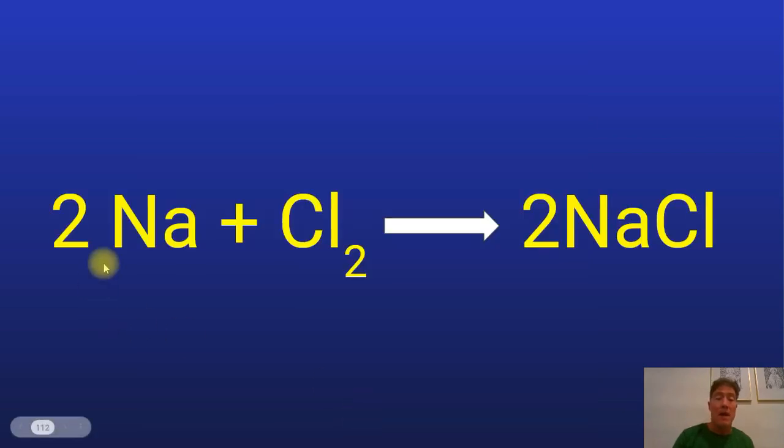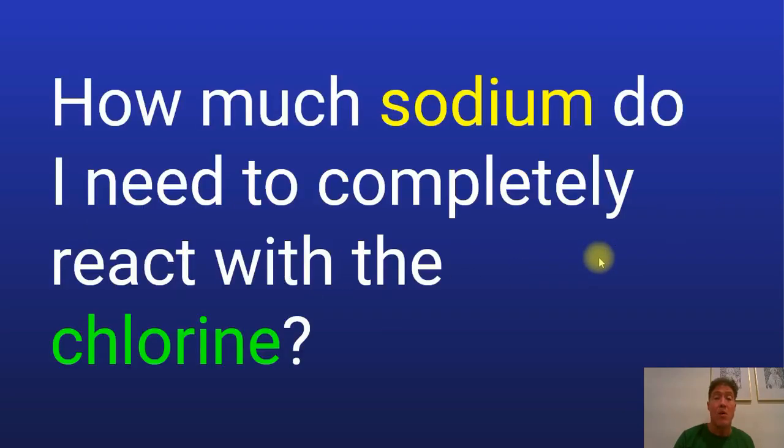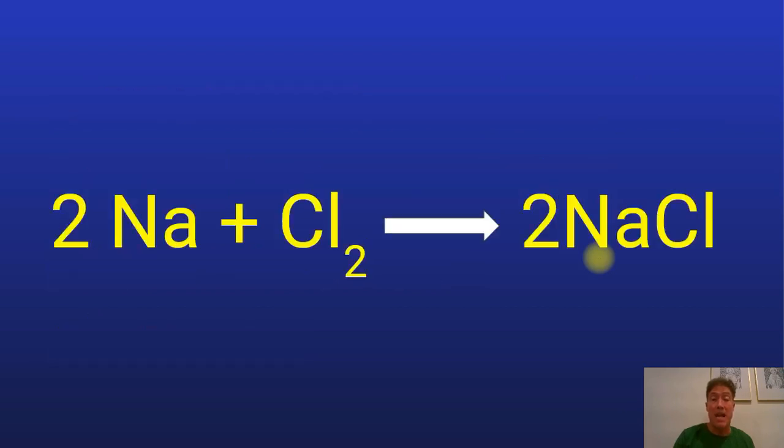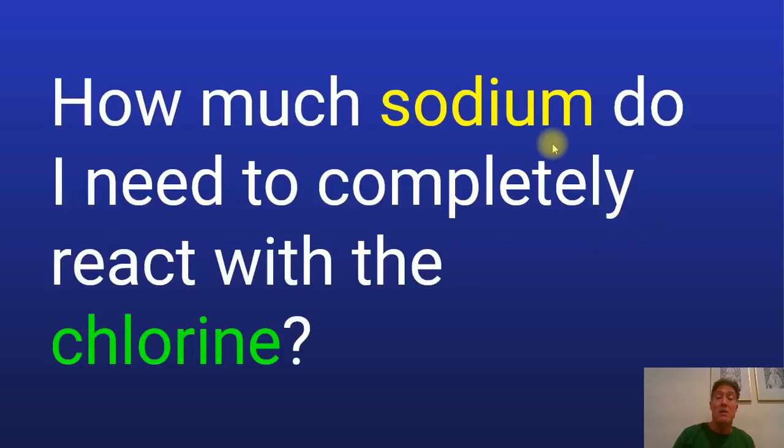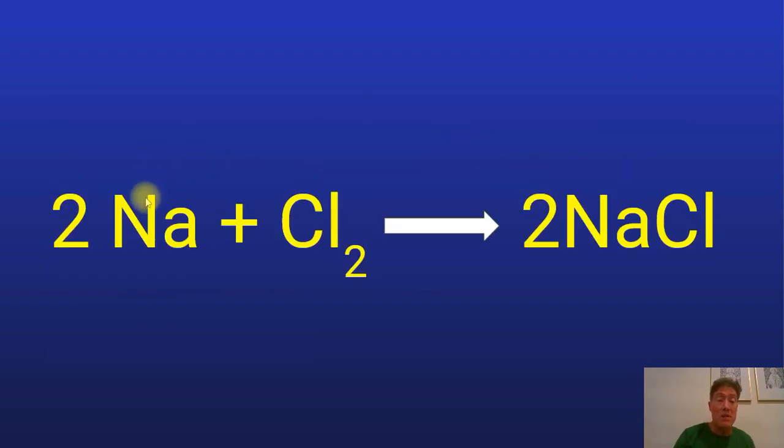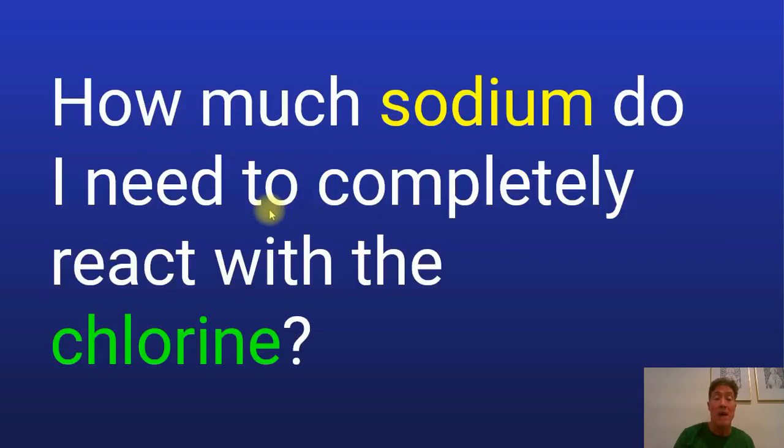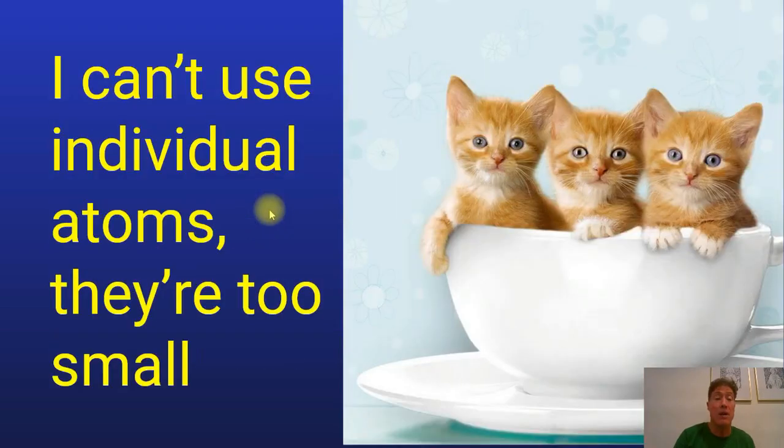But can I get just 2 atoms of sodium and react them with 1 diatomic molecule of chlorine to produce 2 NaCl? No. I mean, I can't work with something that small. But I know I need sodium to chlorine in this 2-to-1 ratio. So how much sodium do I need to completely react with the chlorine? As I said, can't use individual atoms. They're too small. Like these kittens are too small to live in this cup.